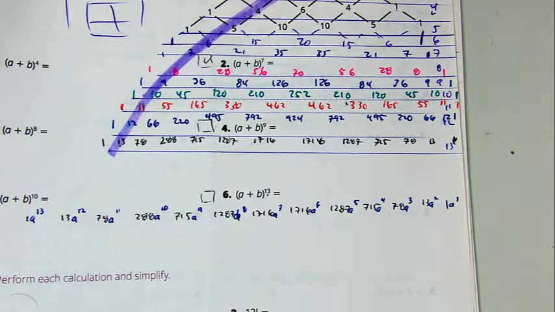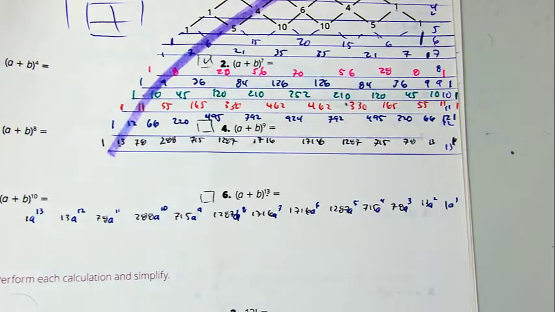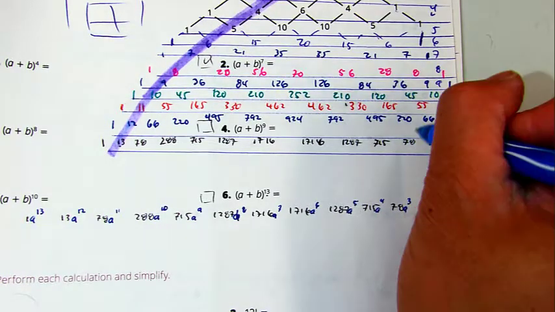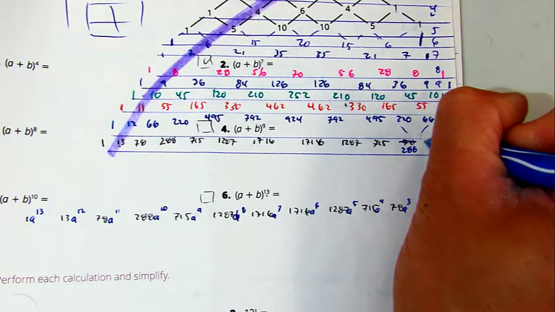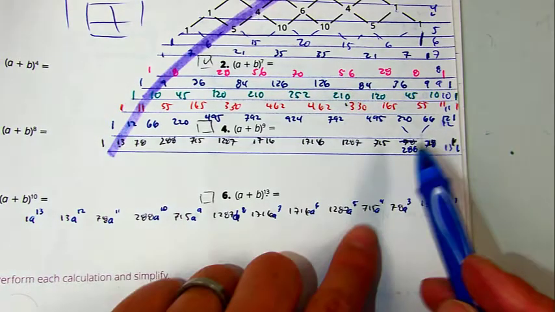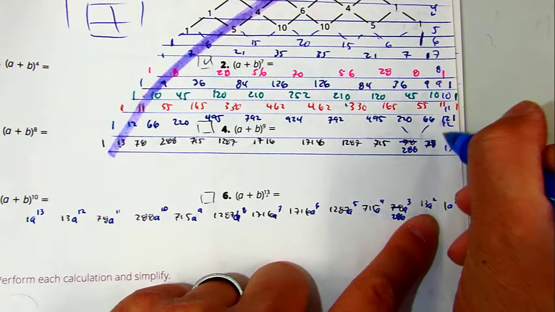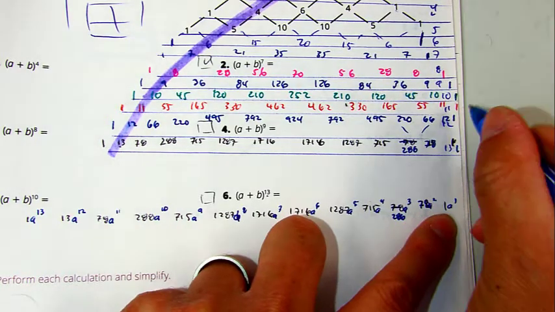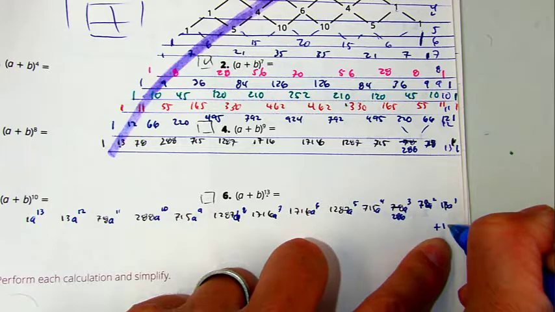We're missing a number. 715, 286. Right there. These two add to 286. 78, 13, and 1. So that means this is going to be 286, 78, 13, and then plus 1. So I'm kind of going down here. That would be a to 0.